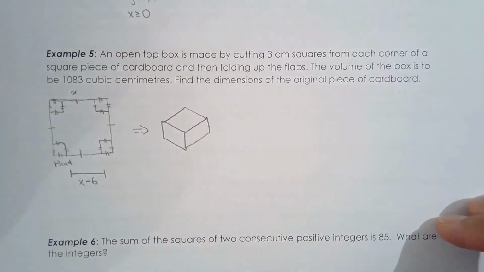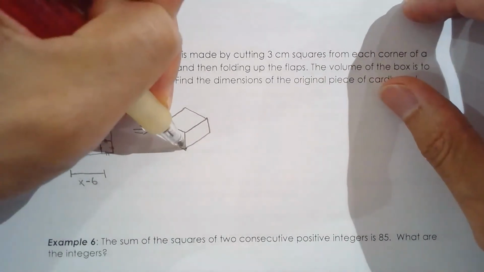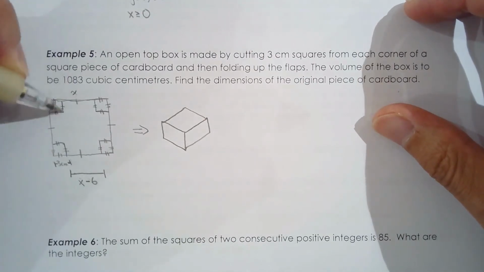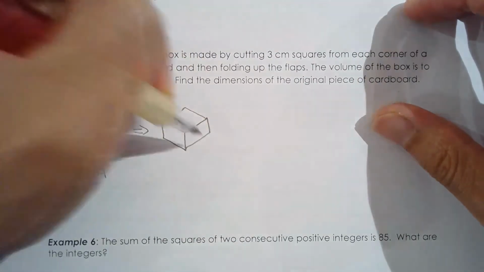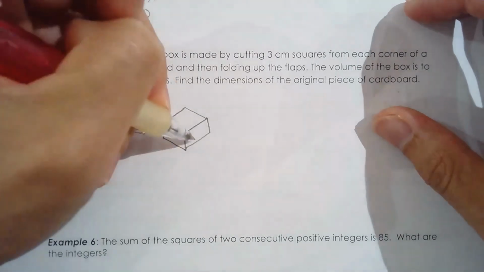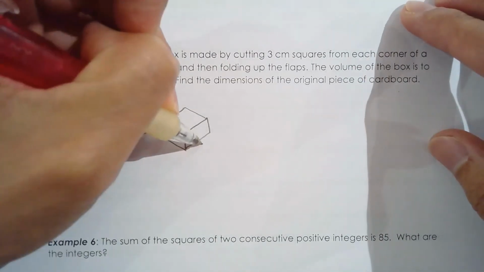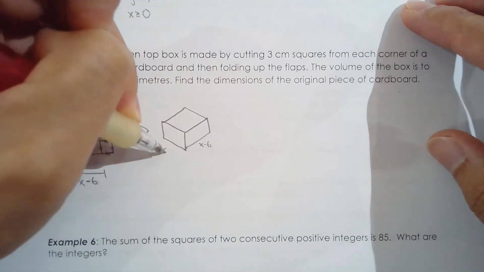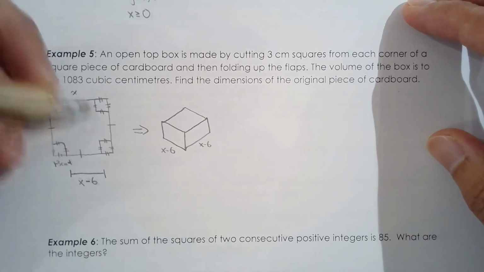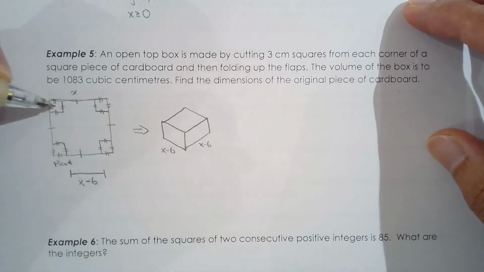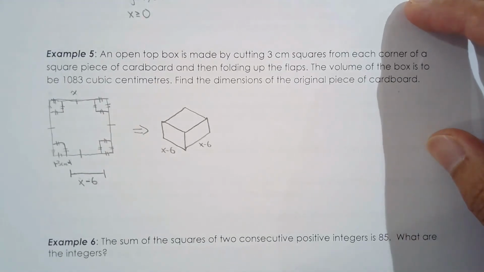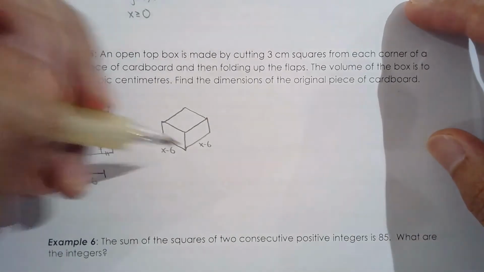You know what? That's fine by my standards. I'm going to live with that. So, let's see. Hopefully you know that the dimensions of the base of this box are x minus 6 and x minus 6, because it's a square, right? And you cut 6 centimeters off the x. So yeah, x minus 6, x minus 6.